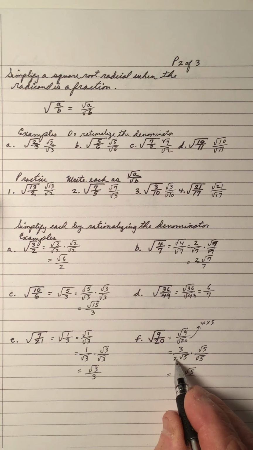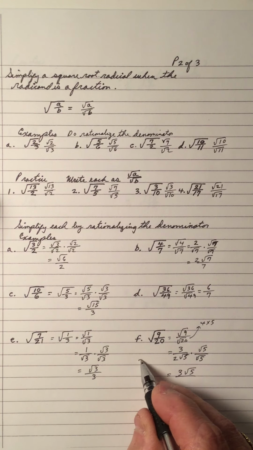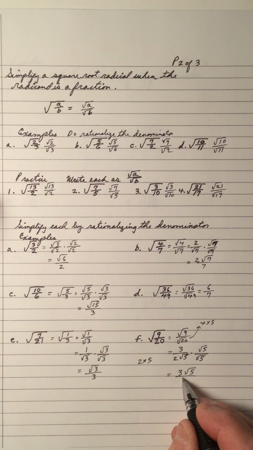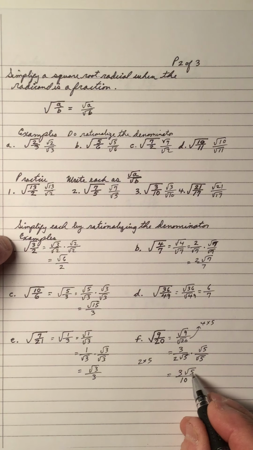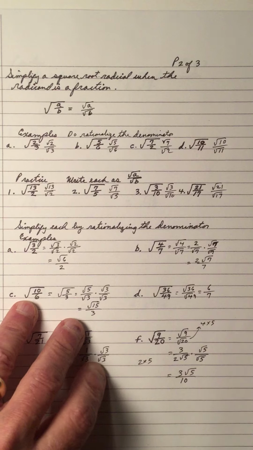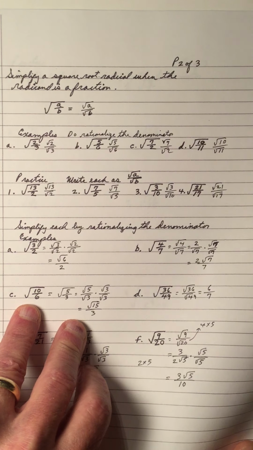Multiply these two. 2 times 1 is 2. Root 5 times root 5 is 5. So that gives me a 10. And 3 and 10 can't reduce. You cannot reduce the irrational number root 5 with the 10. You can only reduce right here. And 3 and 10 have no common factor.